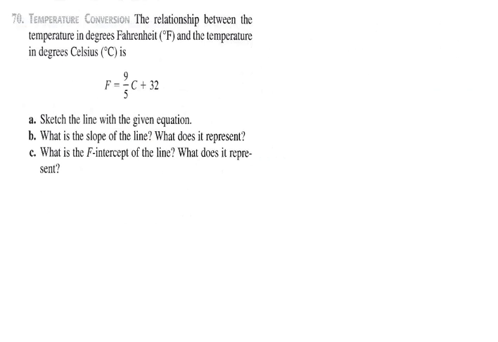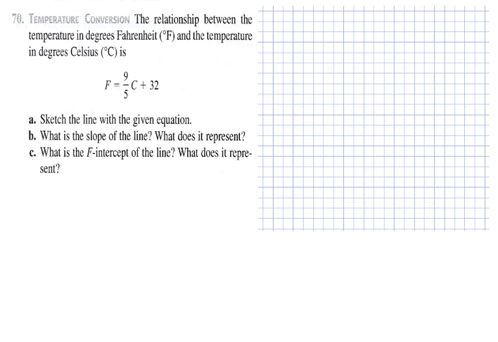Okay, I'm going to go back to problem number 70. The relationship between the temperature in degrees Fahrenheit and the temperature in degrees Celsius is F is equal to 9/5 C plus 32. First thing we're asked to do is sketch the line with the given equation.